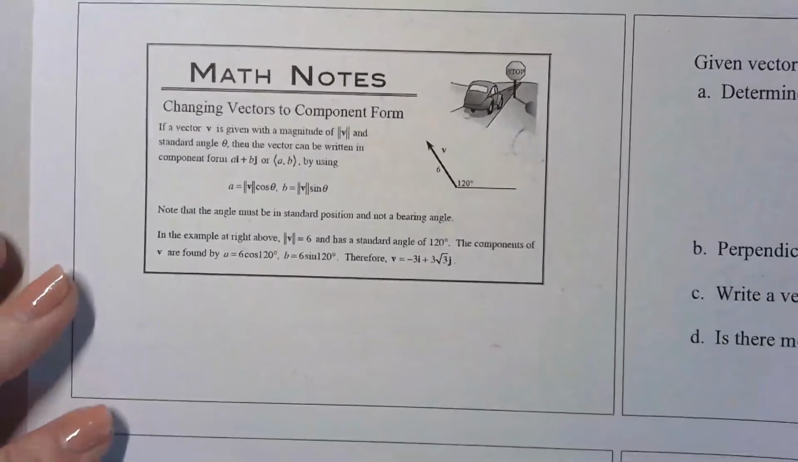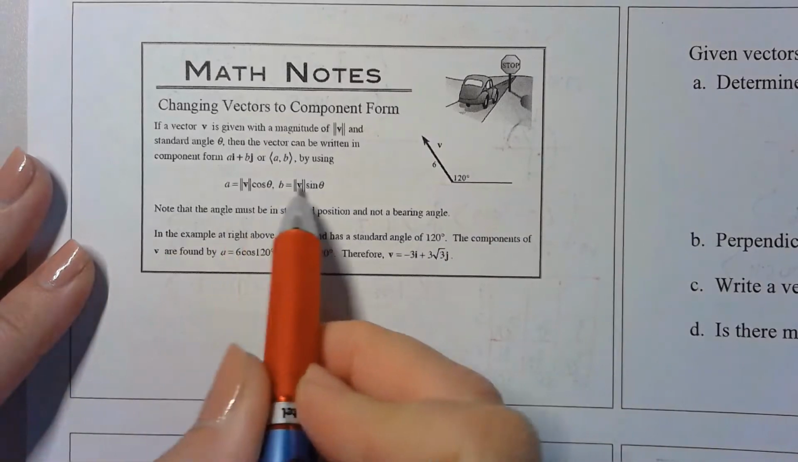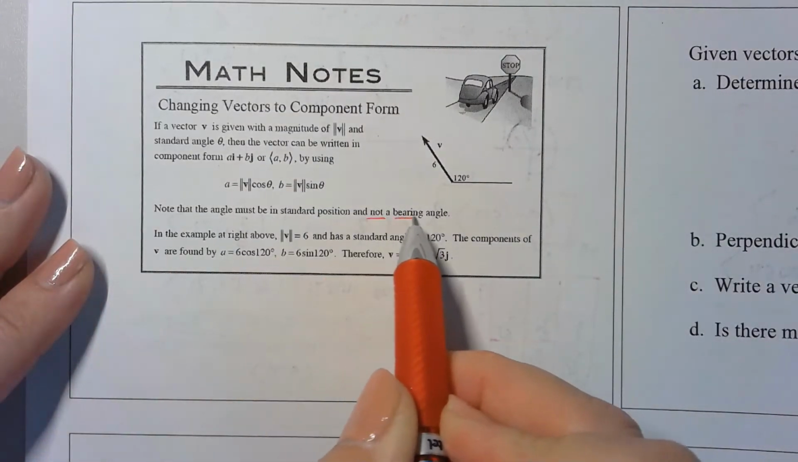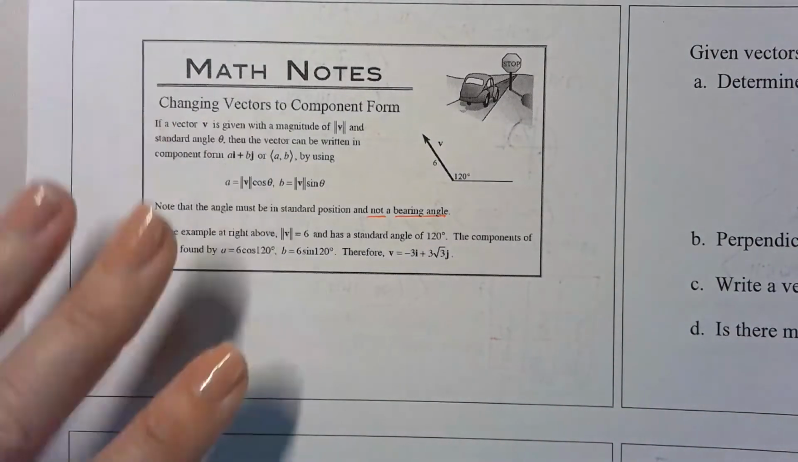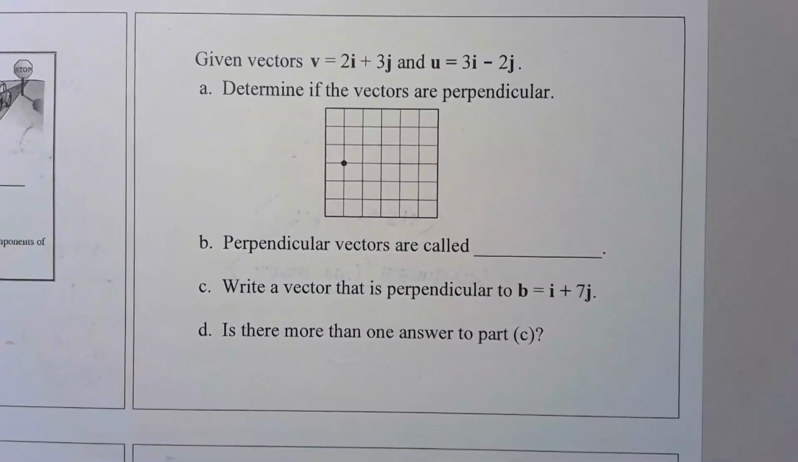Great. So in this math notes box on the back, we've said everything, so it's just kind of putting everything into one place. A big thing, we said this, for this formula, the angle must be in standard position and not a bearing angle, okay? All right. Excuse me. All right, so next slide.